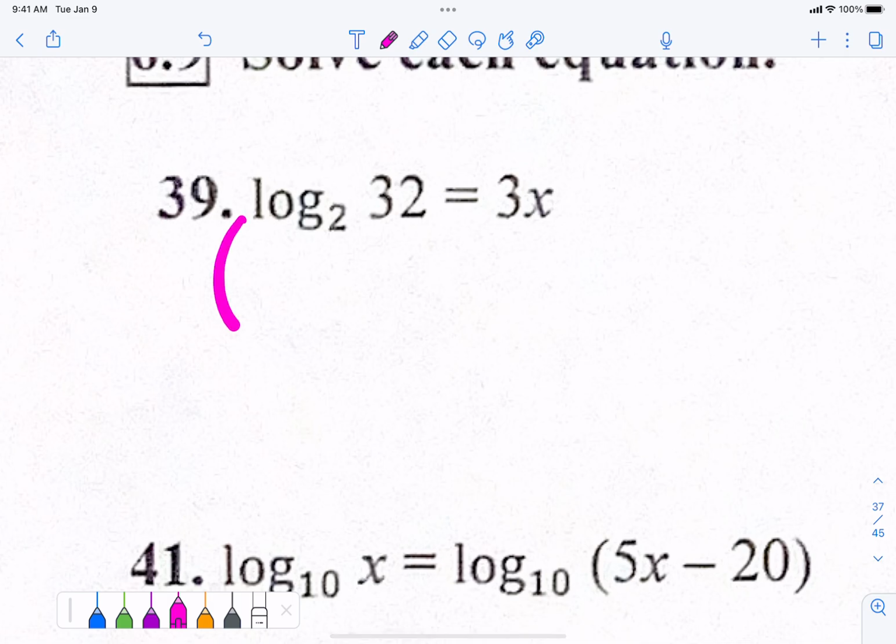Yeah, if you're stuck, he's a log. Let's make him an exponential function. If you get stuck, switch him to the other form, okay? So what's his base? 2 to the 3... oh, 3x equals 32.